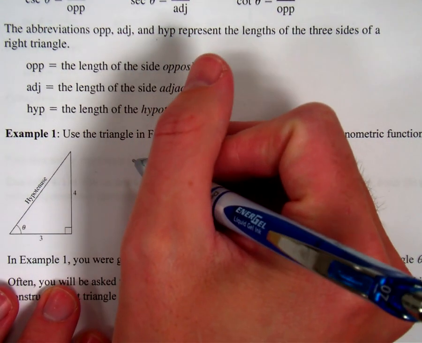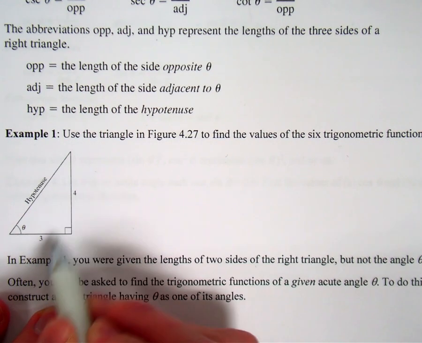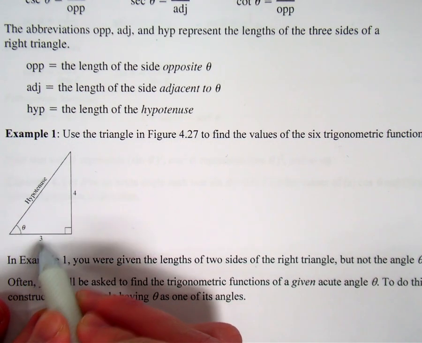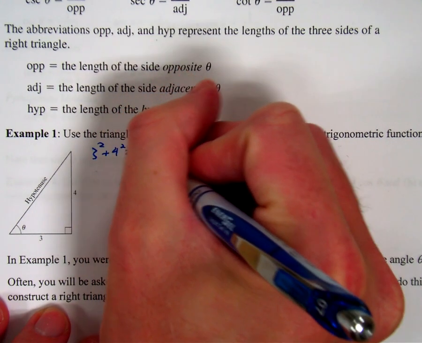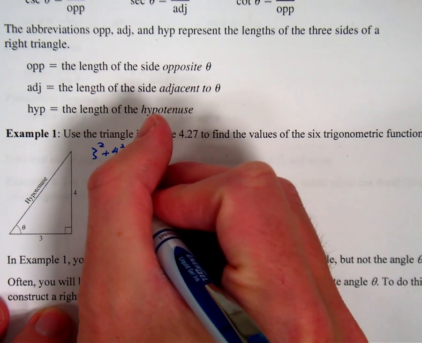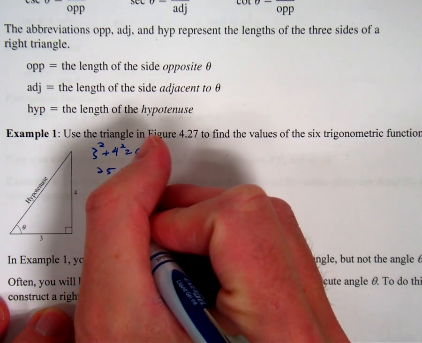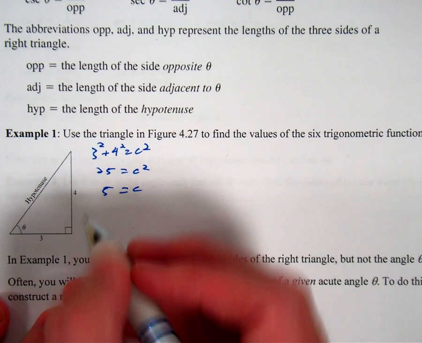Alright, welcome back. So, we got a right triangle. We got the two legs. We don't have the hypotenuse. We have A and B. So 3 squared plus 4 squared equals C squared. 9 and 16 makes 25. That is, C is 5. Okay, so this is 5.